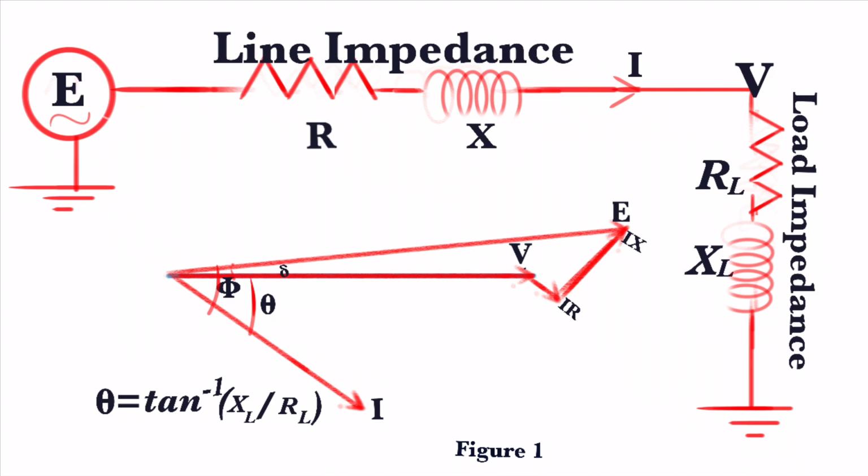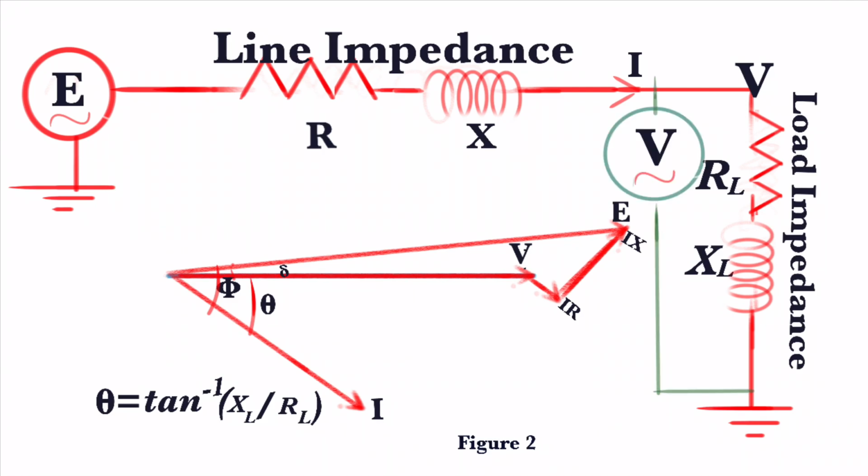Having learned this, let us see what happens if we connect one more voltage source at the load end, in such a fashion that its magnitude, phase angle and frequency are exactly the same as V. Now, the current through the load impedance is going to be the same I, what was previously flowing.